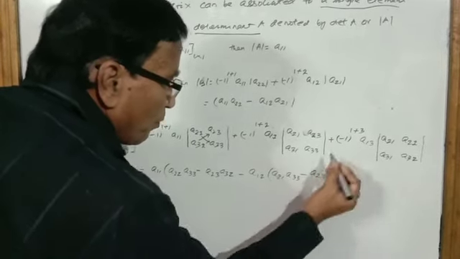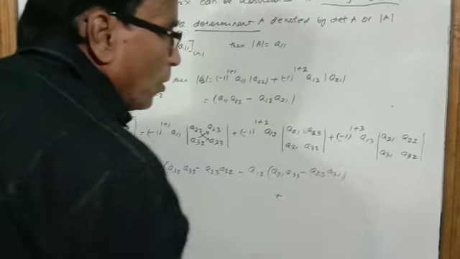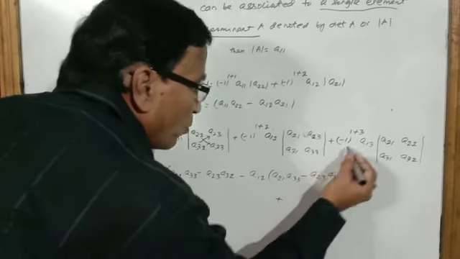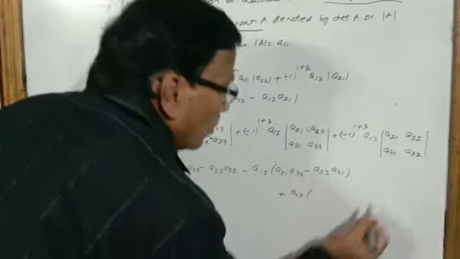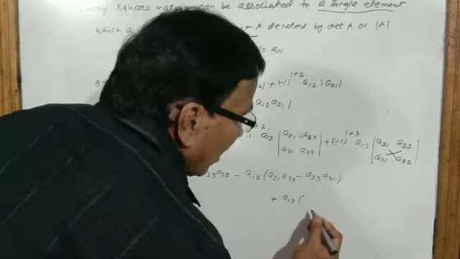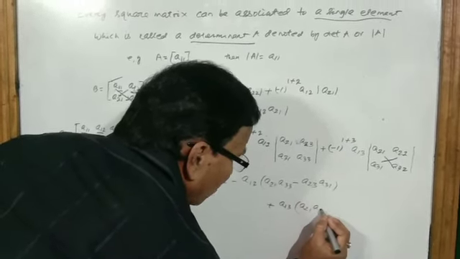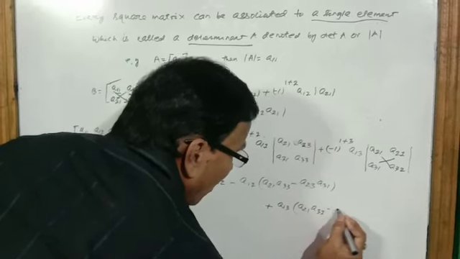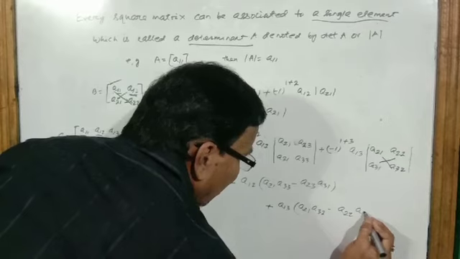Then (-1) whole to the power 1 plus 3, that is equal to 4. (-1) whole to the power 4 is plus 1, A13 into the value of the second order determinant, that is A21 into A32 minus A22 into A31.